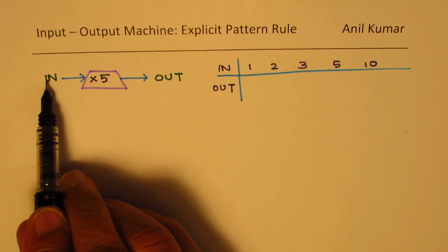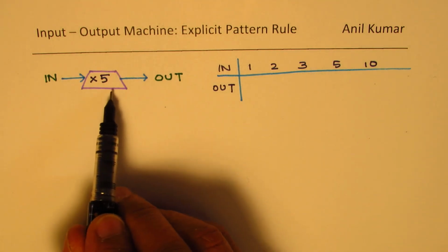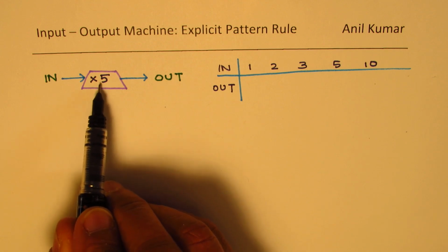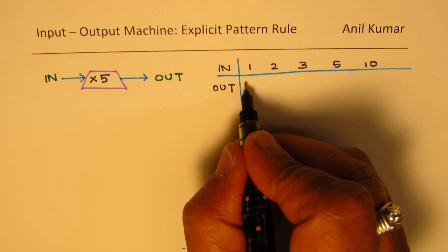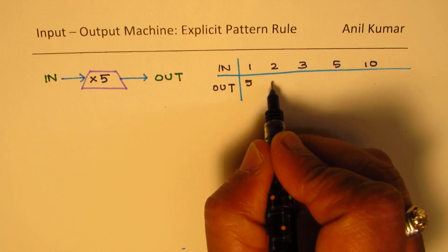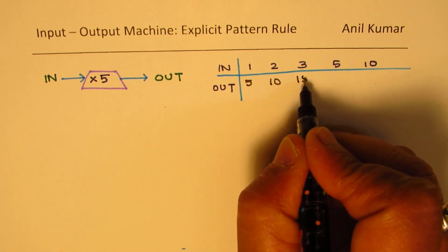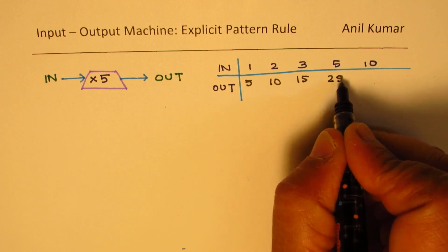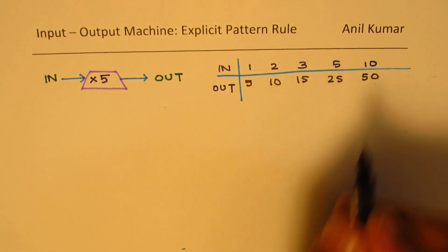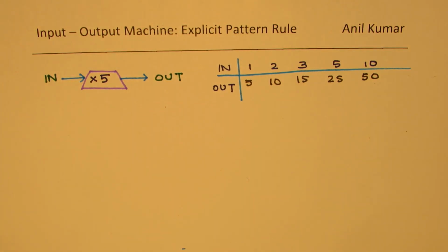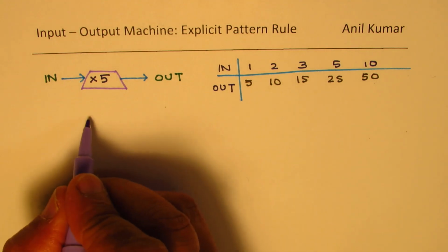So when an input goes into this machine, it will multiply that number by 5 and give us the output. So 1 will get multiplied by 5, we'll get 5. 2 times 5 is 10, 3 times 5 is 15, 5 times 5 is 25, 10 times 5 is 50. So those are going to be the output from this particular machine, right? Now let's work on this for some time.